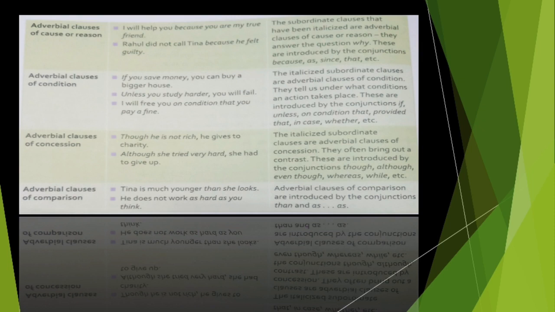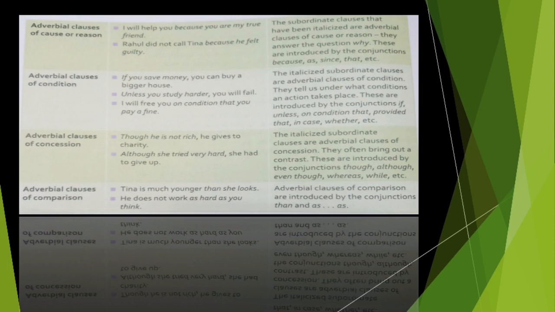Next we are having adverbial clauses of concession. So basically students, these are the ones which bring out the contrast, right? Comparison sort of. Like let's take this example, though he is not rich, he gives to charity. Like वो rich नहीं है but तब भी he gives to charity, वो charity में money देते हैं, like he is into charity. So comparison is being made or contrast is being done between the conditions, like he is not rich but then also he gives charity. These clauses bring out the contrast and they are generally introduced by conjunctions like though, although, even though, whereas, while, right?